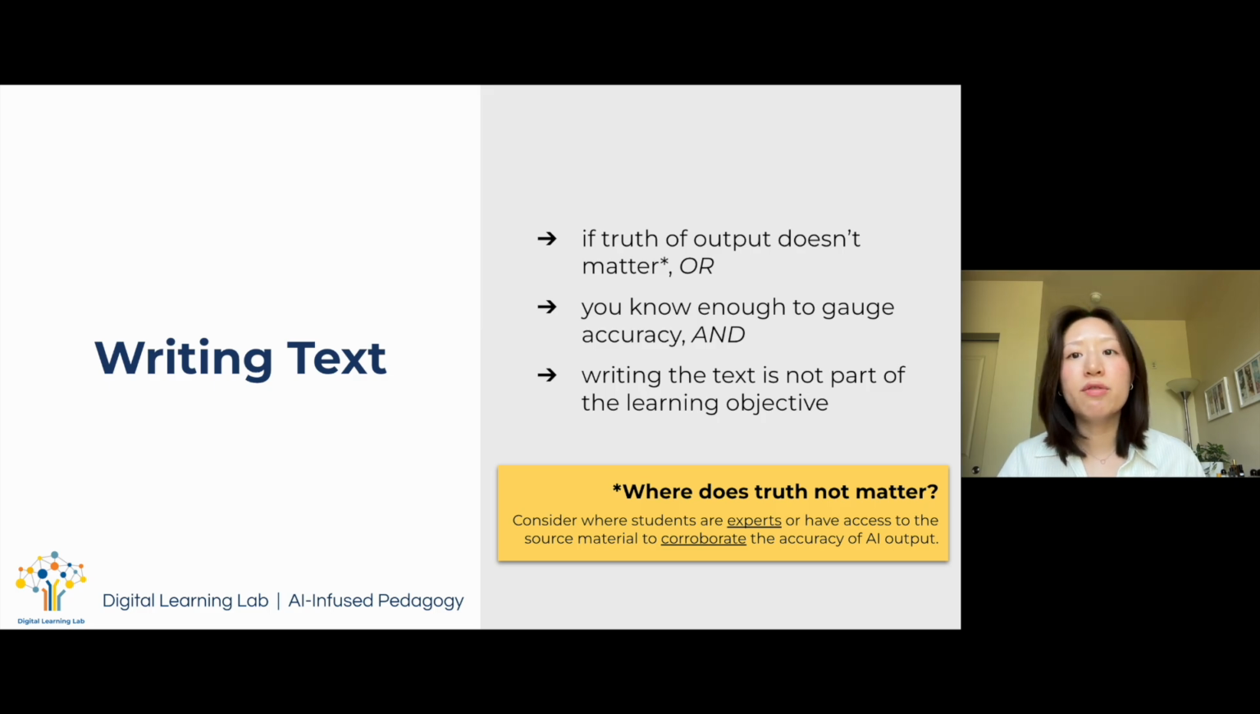We've also found generative AI to be pretty good at writing text. This can be helpful when facilitating class activities in which truth doesn't matter, you know enough to gauge accuracy, and writing the text is not part of the learning objective. For example, you might use AI to generate class examples quickly during in-class discussions.